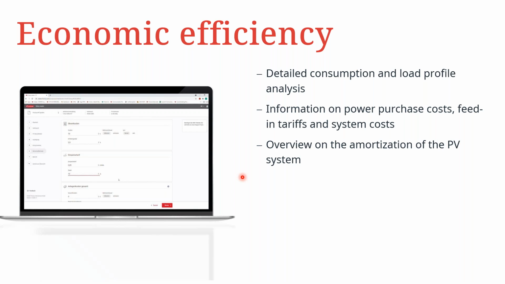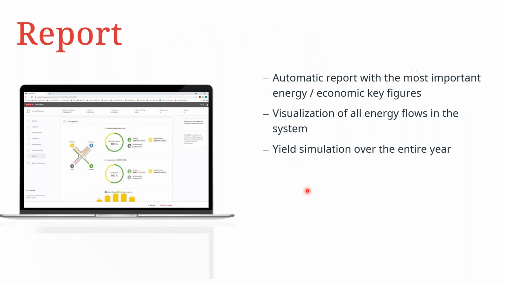So in terms of determining how efficient the system is in economic terms, there's a possibility of you having a detailed consumption and load profile analysis. And then you have information on power purchase costs, feed-in tariffs, and system costs. Of course, this information at some point you'd have to obtain from what is available in your country or region. And by the time you enter it, you would now have an overview on the amortization of the PV system in question.